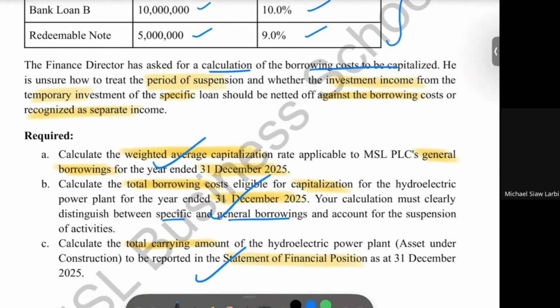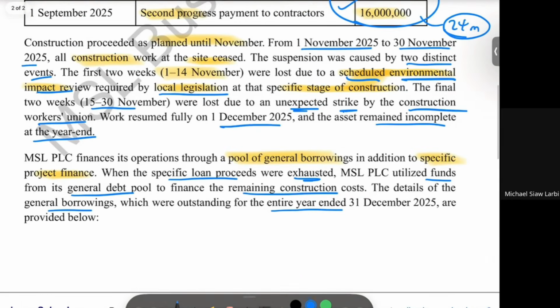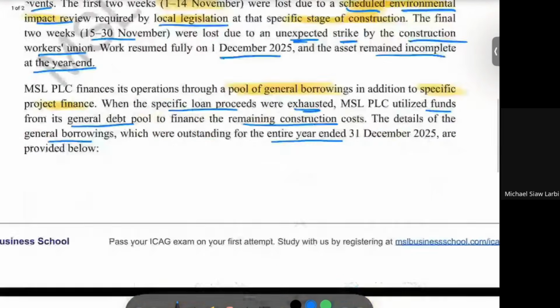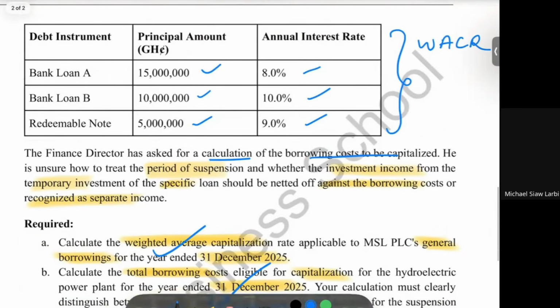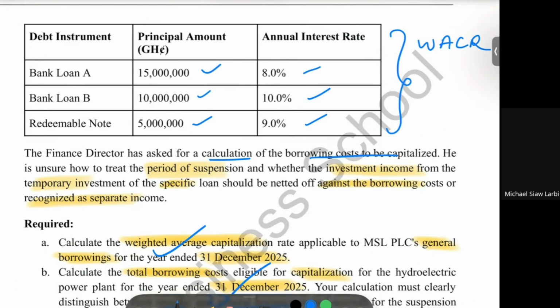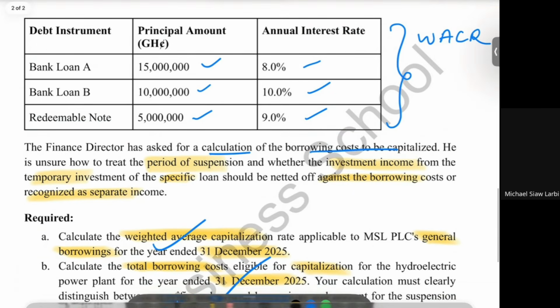Remember, it's an asset under construction, so we would treat it as such. So that's about it really for this question. This is a standard borrowing cost question. If you can do this and practice some more, you should be able to attempt any other question. So let's start with the first part, which is to do the weighted average. Remember, we're going to use this table right here to do the calculation. So we're going to open a new worksheet and proceed.